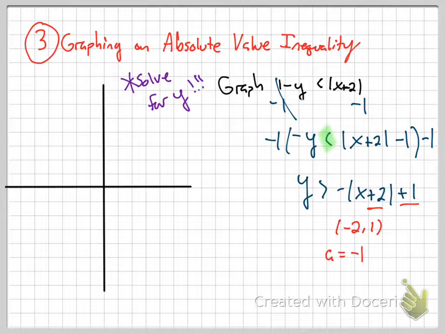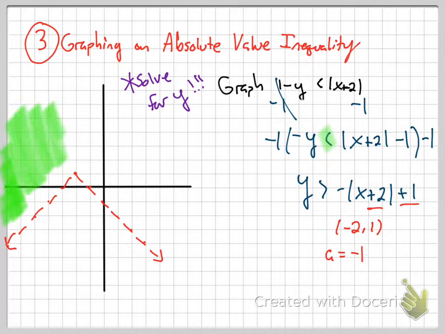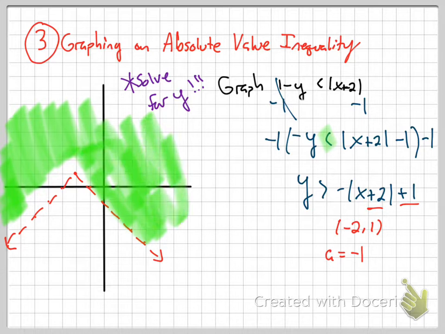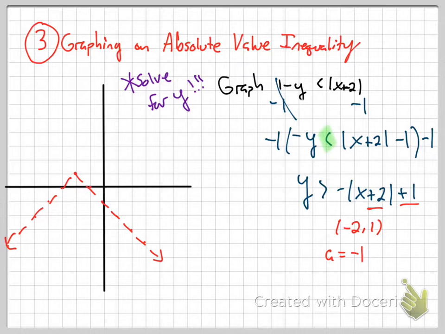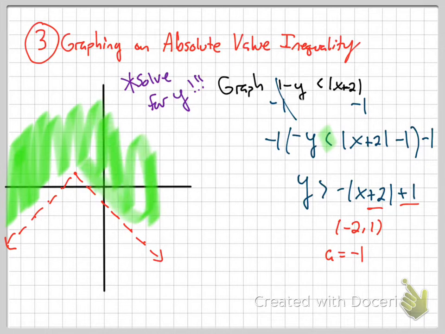So I'm going to plot -2, 1. And then for my a value, I'm going to go down 1 over 1 on both sides. And I'm going to make it a dashed line because it's y is greater than, not greater than or equal to. And finally, I'm going to ask myself, should I shade above or below? This is greater than, so I'm going to shade above the V. And, there you go. And I'm done.